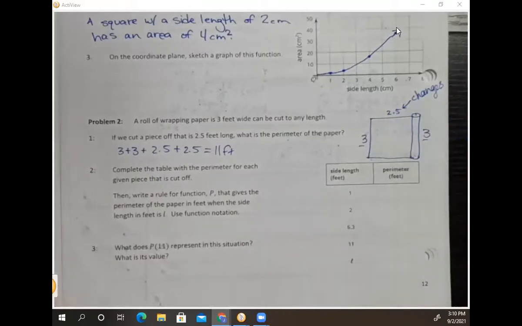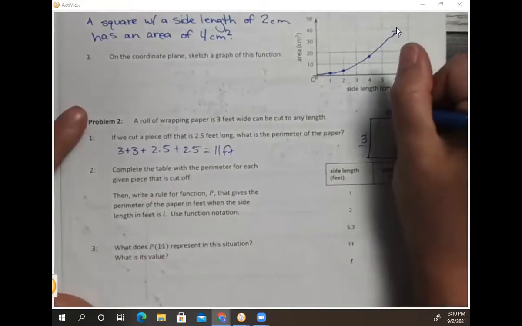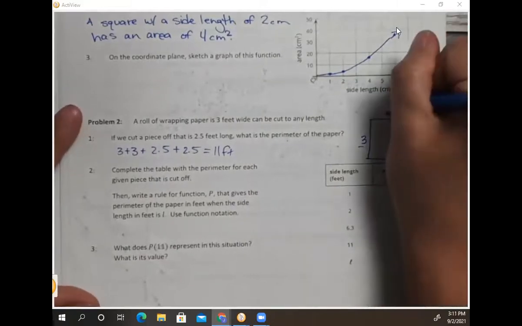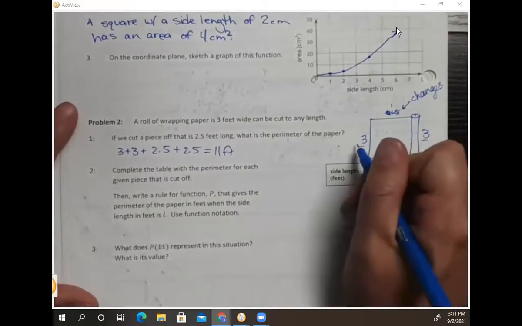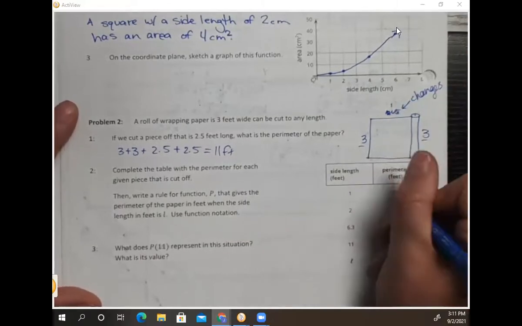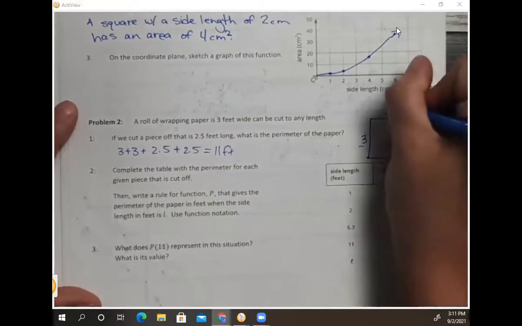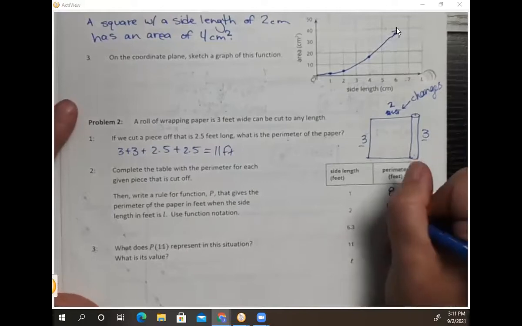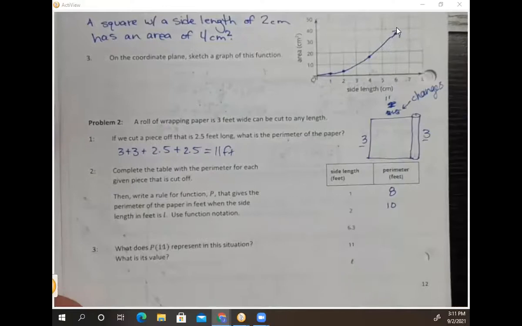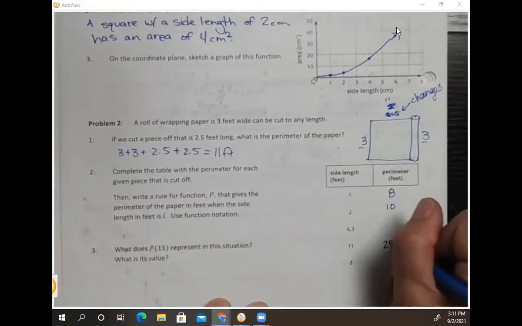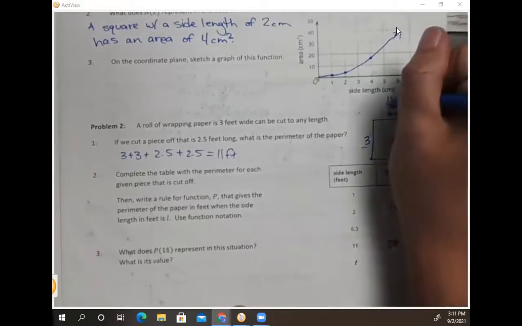Now, I can change this, right? The next present I wrap, maybe it's not as big and I don't need 2.5 feet. What if I only need 1 foot? What's my perimeter then? Yeah, 3 plus 3, that's 6, 7, 8. What if I use 2 feet? 10. What if I use, let's hop down to 11. What if I use 11 feet? 28, yeah.